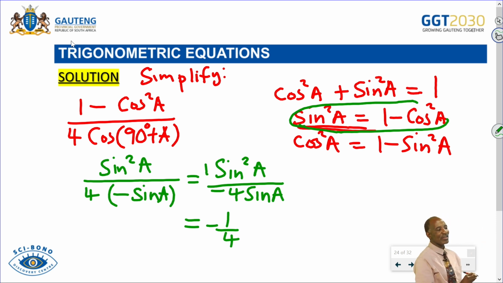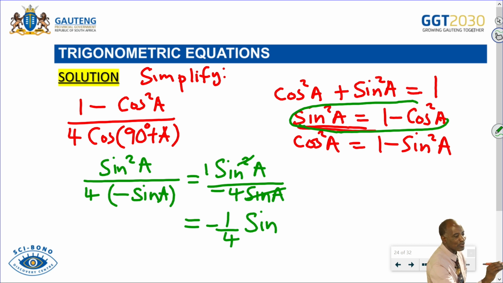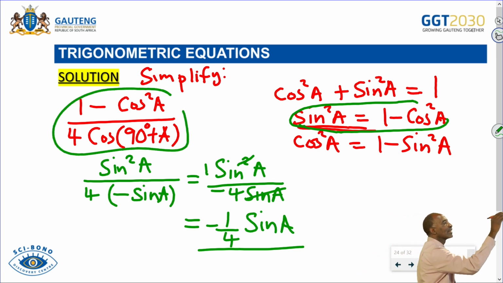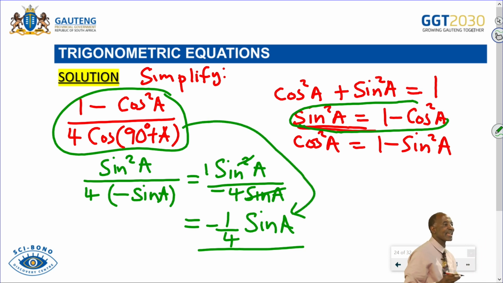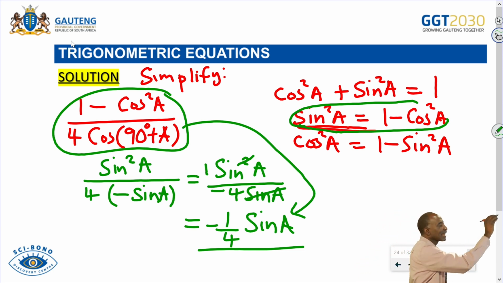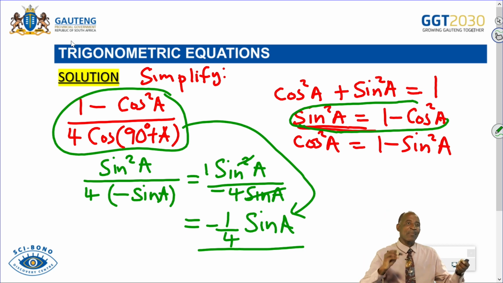Remember, there is a 1 there. Coefficient of sine squared, there is a 1. So it's negative a quarter. Then we divide this and 1 goes negative. That sine of A becomes our simplified part. This is worth 3 marks. So it means the whole of this thing here simplifies to this part there. Our 1 minus cos squared A divided by 4 cos 90 degrees plus A simplifies to a negative quarter of sine A because of cofunctions and the square identity. This is how you can play around with your trig identities to simplify trig functions.